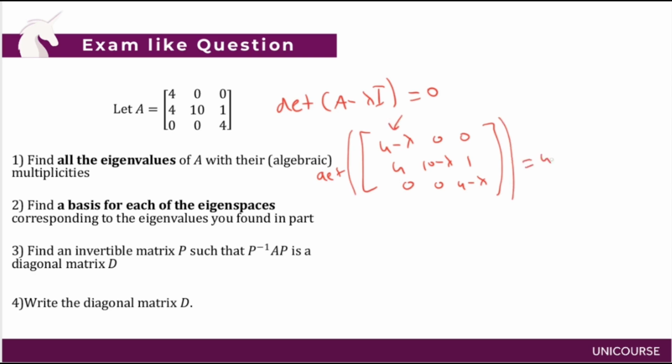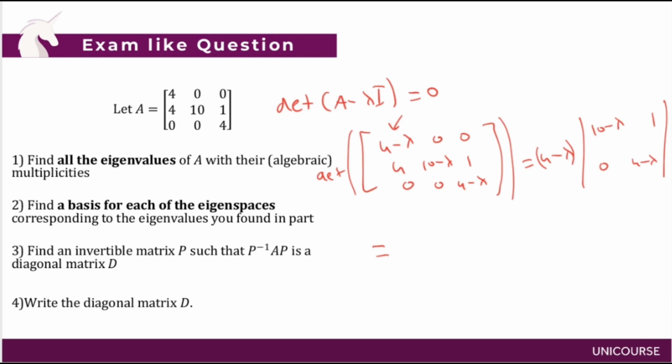Now how do I take this determinant? I expand along the first row. I take the top left entry, 4 minus lambda, and I cover up the first row and the first column. What remains is a 2 by 2 block. So I write the determinant of that leftover matrix, 10 minus lambda, 1, 0, 4 minus lambda. The definition is recursive in that sense.